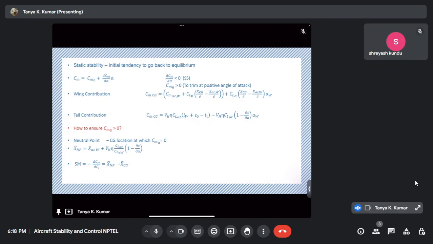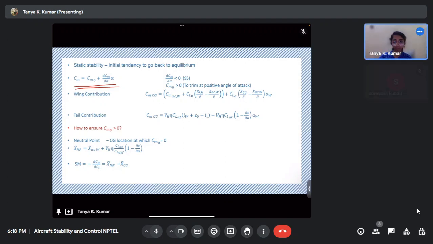Now let's revise some of the stability concepts. The equation for pitching moment coefficient, which you've seen multiple times, is Cm naught plus dCm by d alpha into alpha. The only criteria necessary for static longitudinal stability is that Cm alpha should be less than 0. Then another condition that we've seen is that Cm naught should be greater than 0. It is not a criteria for static stability. It is only a preferable condition, to trim the aircraft at positive angles of attack.